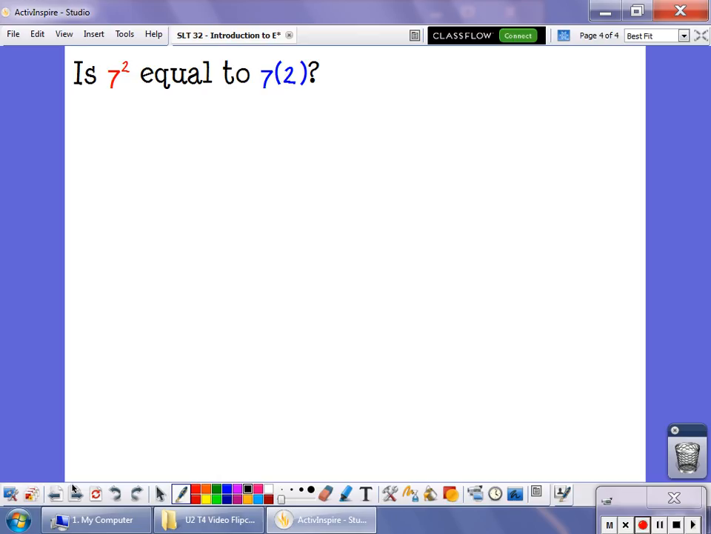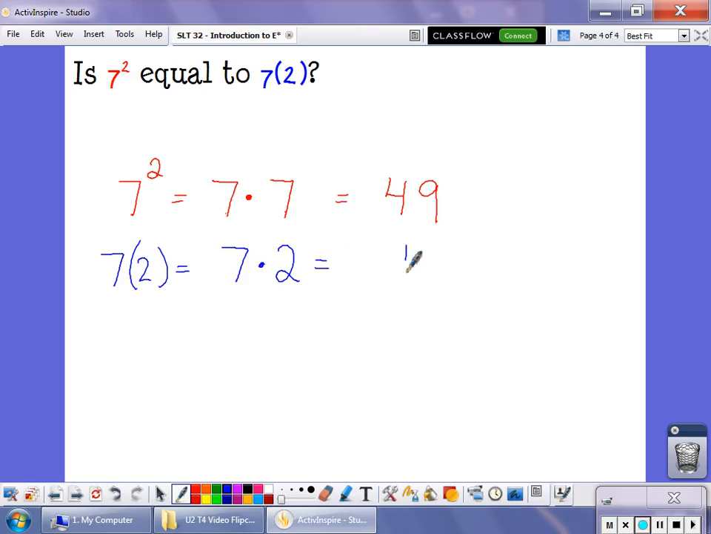All right, and the last thing I want you to think about. A lot of people think that 7 with an exponent of 2 is the same as 7 times 2. But let's look at this. 7 with an exponent of 2 means that I've got 7 times 7. My base is 7, and I'm multiplying it 2 times. 7 times 7, which is 49. I want you to look and see that that's very different than this. 7 times 2, the way it's written, means 7 times 2. And 7 times 2 is 14.